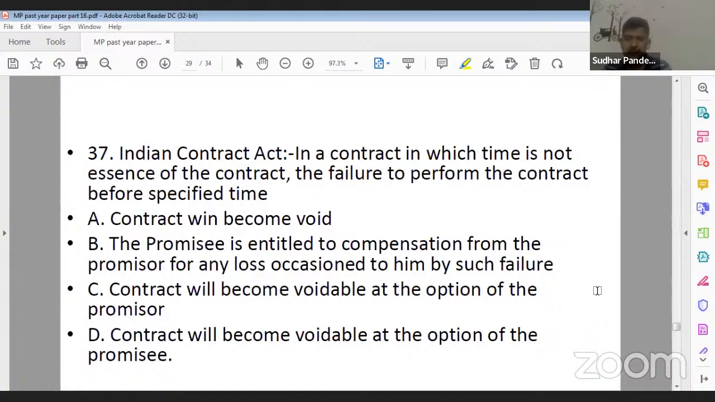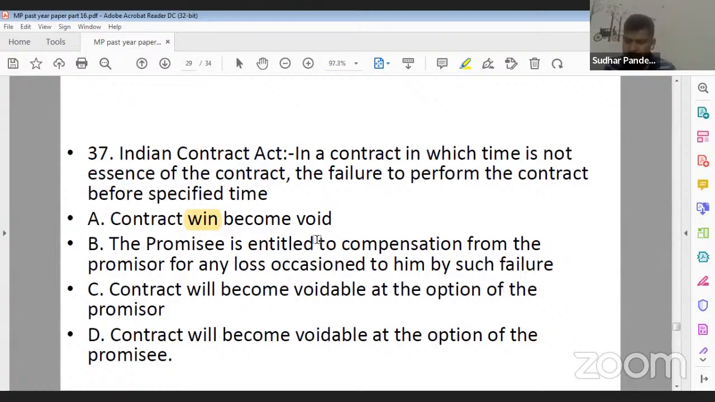Next question, question number 37. In a contract in which time is not the essence of the contract, the failure to perform the contract before specified time. Option A, contract will become void. The word here will be will, right? So the contract will become void. Option B, the promisee is entitled to compensation from the promisor for any loss occasioned to him by such failure. Option C, the contract will become voidable at the option of the promisor. Option D, contract will become voidable at the option of the promisee. So what should be the correct answer?